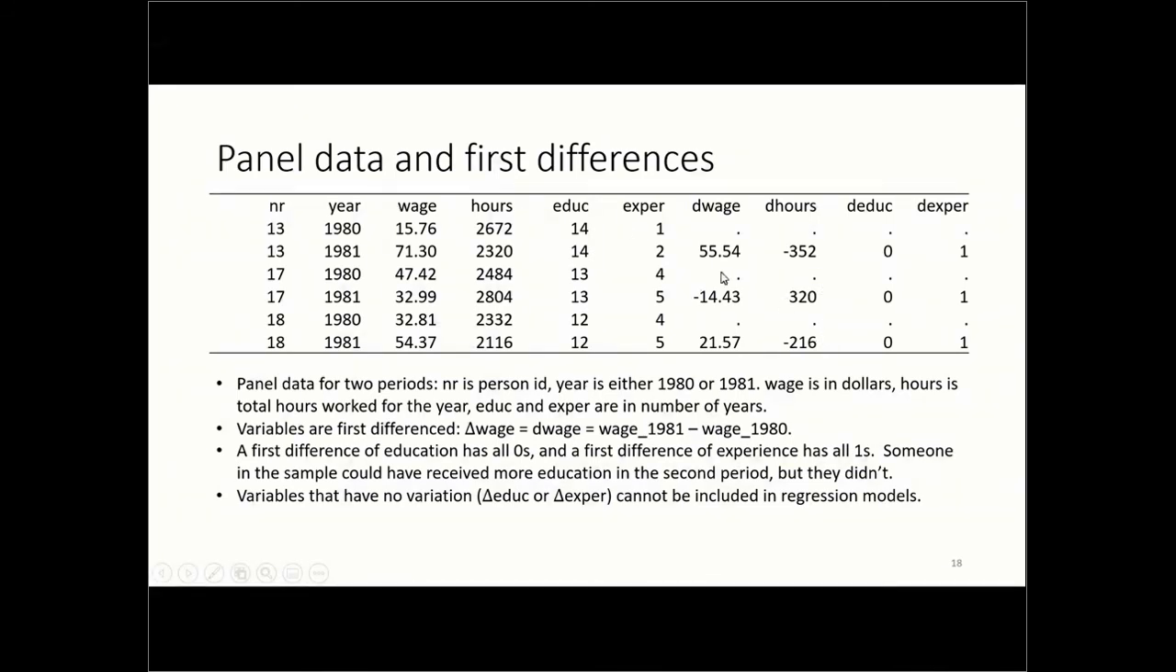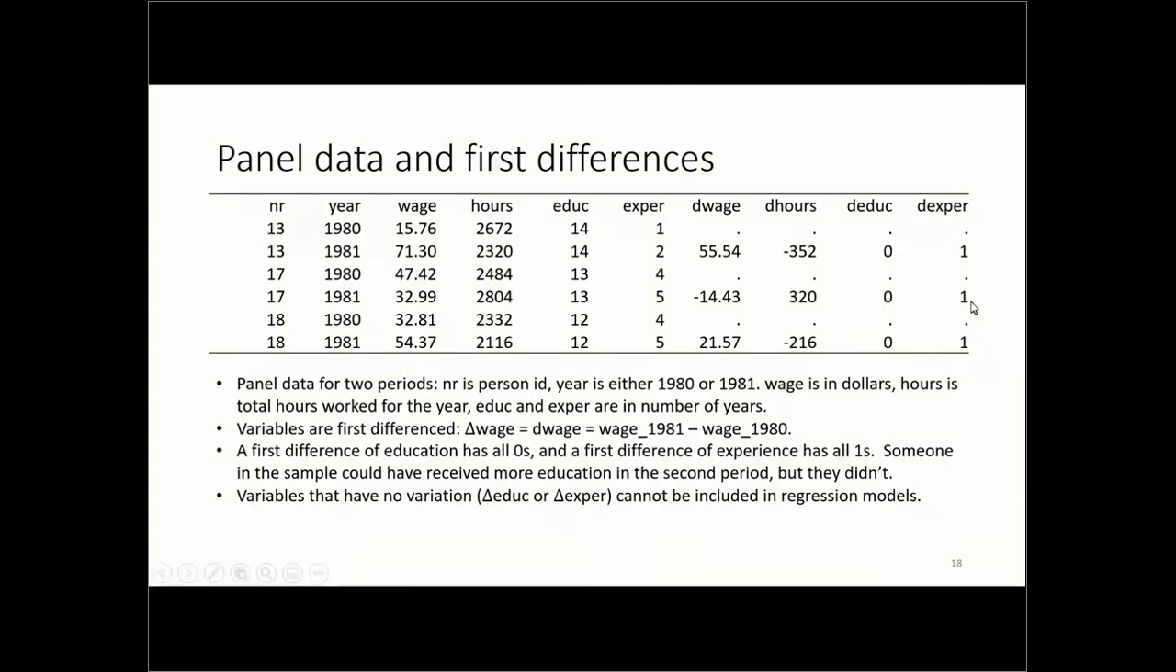So one thing that happens here for education is these people had 14, 13, or 12 years of education, but they did not increase their education. So if we take the difference, this one minus this one is a 0, this one minus this one is a 0, and this one minus this one is a 0. Likewise, everyone in the sample continued working, so this person added 1 more year of experience, this person added 1 more year of experience, and this person also added 1 more year of experience. So if we do this one minus this one, that's a 1, and that's a 1, and that's a 1. So the first differences of education all had zeros, and of experience all had 1.